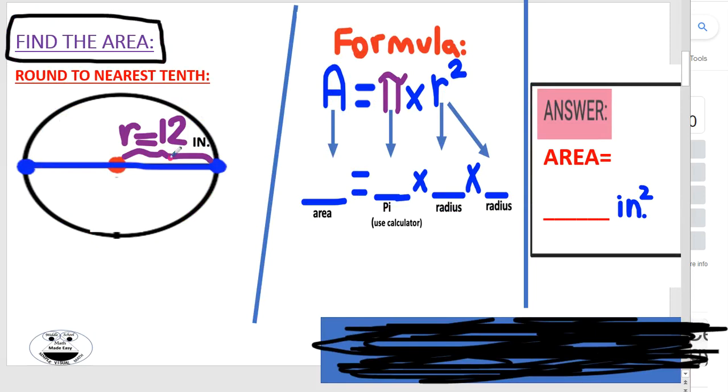So they're asking you to find the area of this, and this is a circle, and they're giving you the R. The R stands for the radius. So they're asking you to find the area of a circle with a radius of 12. IN stands for inches. And then they want you to round to the nearest tenth.